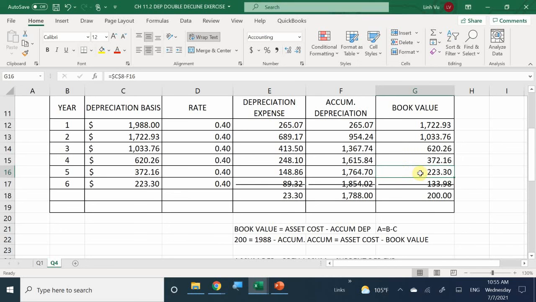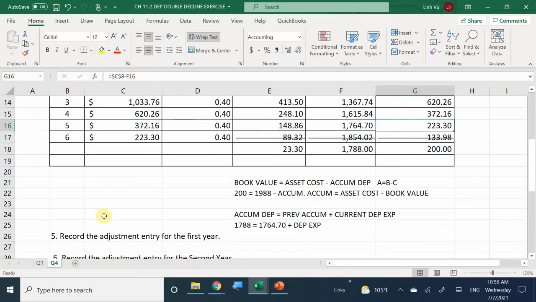I have to get from 230 to 200, right? And I'm right now at 223.30. So how much do I need to depreciate? $23.30. Okay. So that's what happens when you reach the point where your book value falls below salvage value. All right. Any questions there?